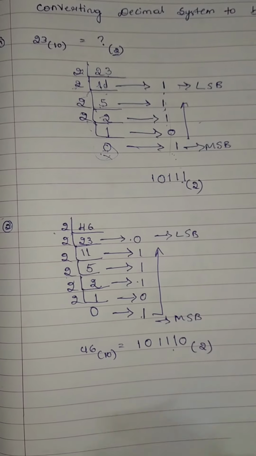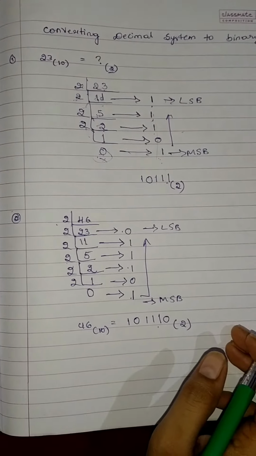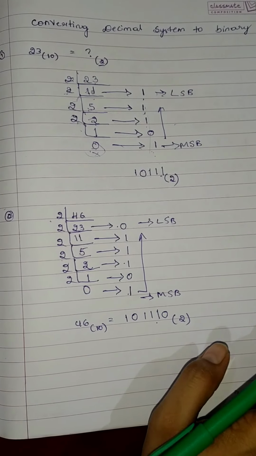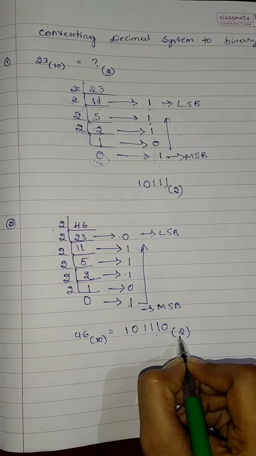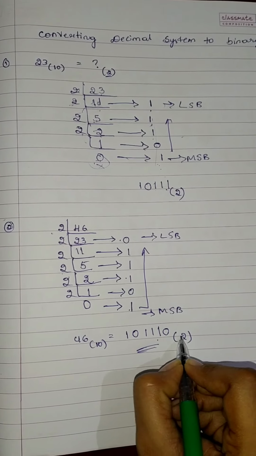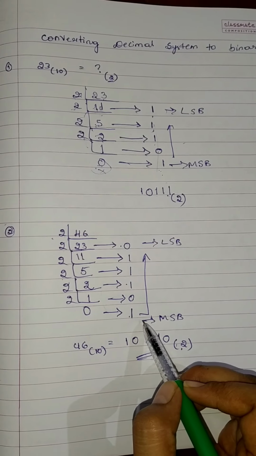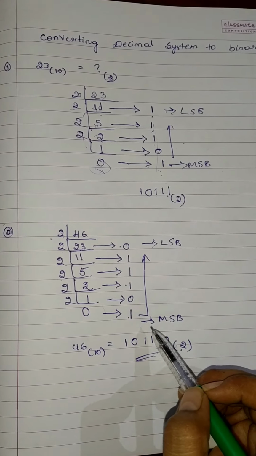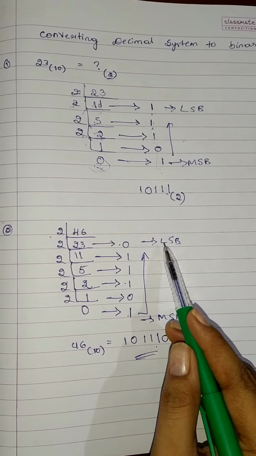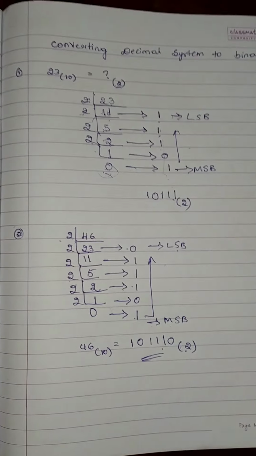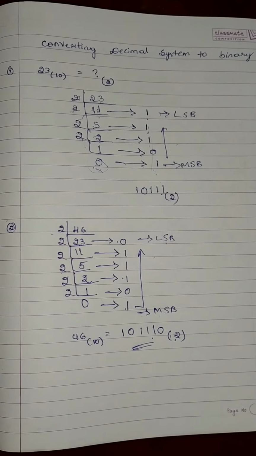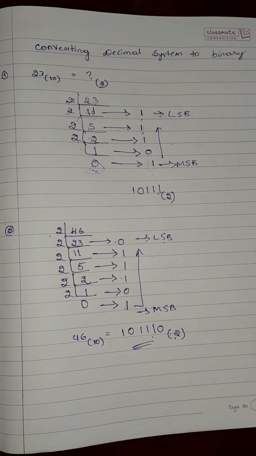So this is how we have to convert the given decimal number system into the binary number system. While converting, the base is important. In the answer, the base is important, and it must be written neatly. And we have to write the values or digits from the most significant bit to the least significant bit. This is the conversion of the decimal number system into the binary number system.